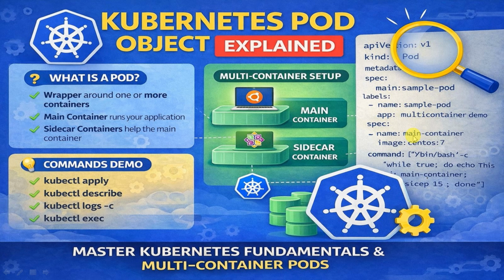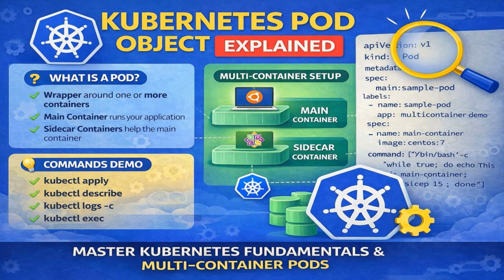Pretty much every Kubernetes interview, real-time project or production issue starts here. Why? Because pods are the smallest deployable units in Kubernetes. So if you understand pods clearly, your Kubernetes journey becomes very smooth. Now see this carefully.